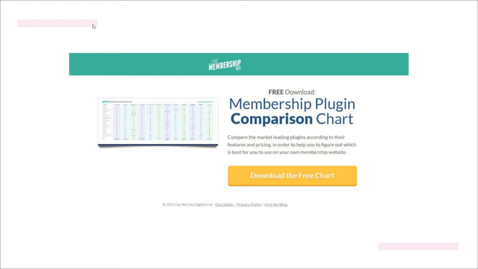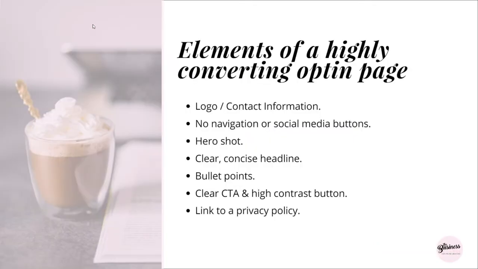This is an example of an opt-in page. This is from the membership guys, and they actually have this free download. It's a membership plugin comparison chart, and you can see, on the left-hand side, they have a picture of it, and then you can click the download the free chart button and enter your name and email, and then you get the chart delivered. So let's talk about the elements of a highly converting opt-in page.